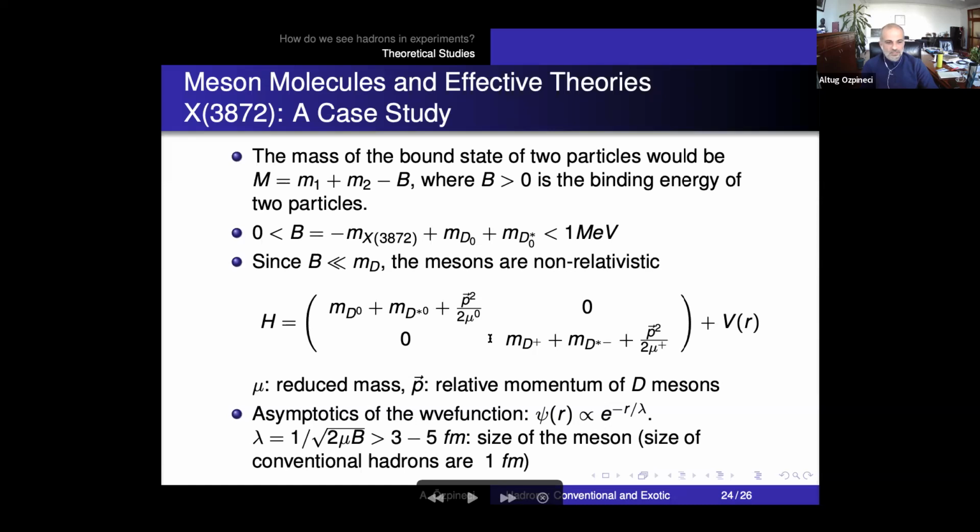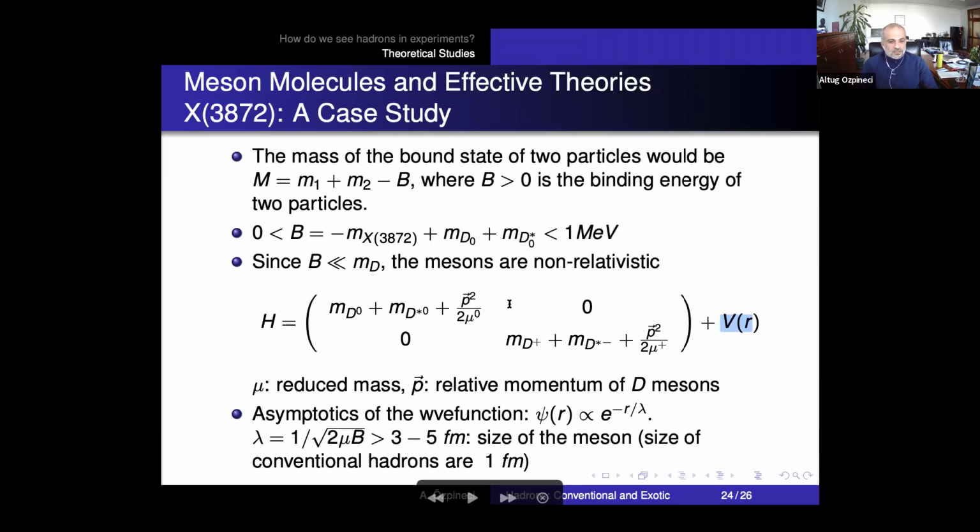charged D mesons. So this first part of the Hamiltonian, you can think of as the kinetic energy plus the mass energy of a two-state system, where each state is actually a three-dimensional Schrödinger equation in a sense. Here, when I say state, it's either D0, D star 0, or D plus, D star minus, or the charges are reversed. And then these D mesons are interacting through some potential, which we also don't know, so we should somehow model it.